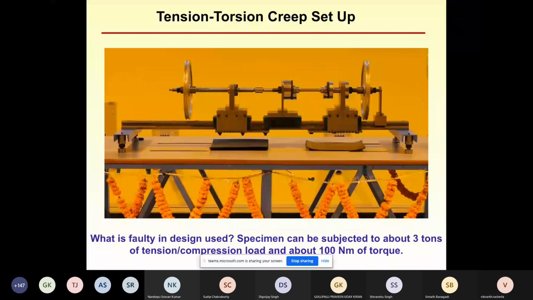So we had wrongly presumed that it is because of creep, and we had proposed to do an extensive creep study of railway wheel steel. We wanted to do it under combined loadings. We wanted to subject the material to both tension as well as torsion. Therefore we thought we should come up with this tension torsion creep setup.